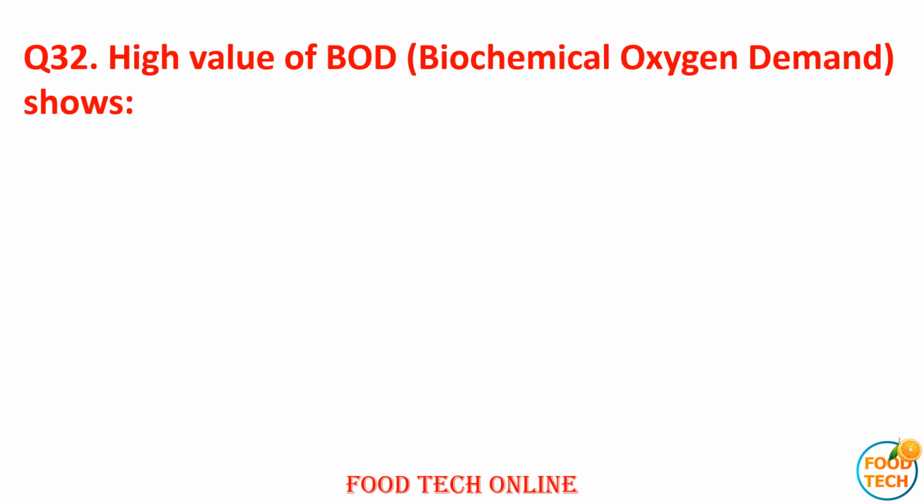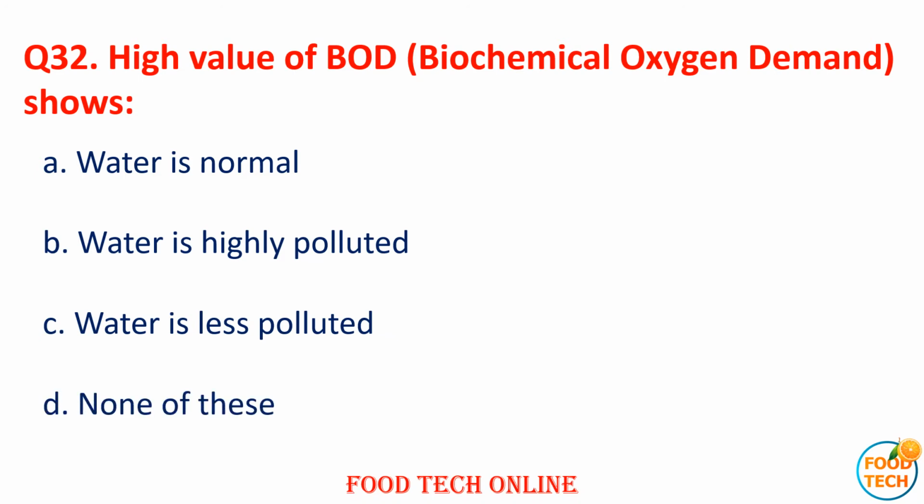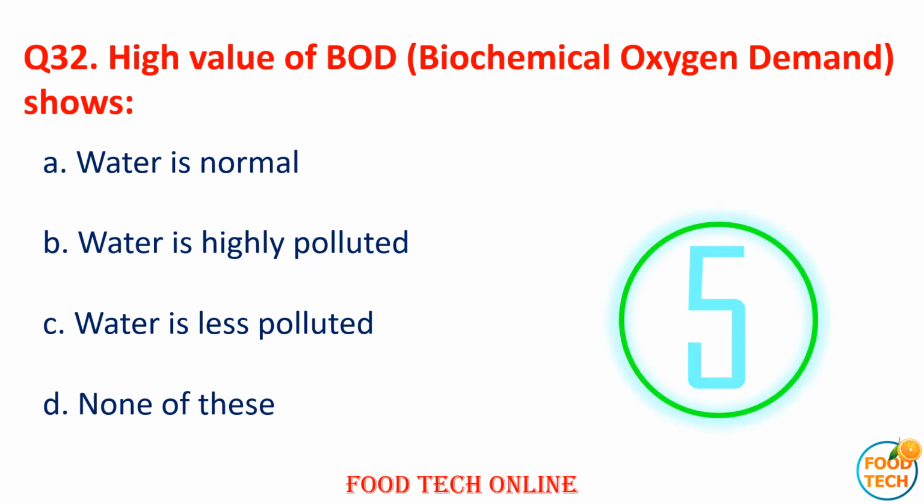Question 32. High value of BOD, biochemical oxygen demand, shows A. the water is normal, B. Water is highly polluted, C. Water is less polluted, and D. None of these. Answer B. Water is highly polluted.